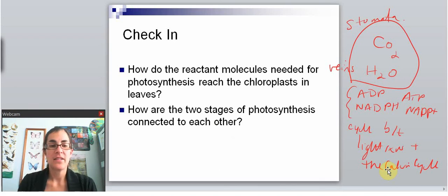So that's the basic introduction to photosynthesis. We'll now go through each step of it in a little bit more detail.